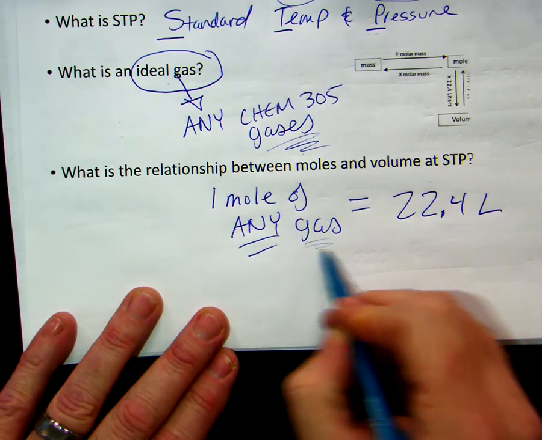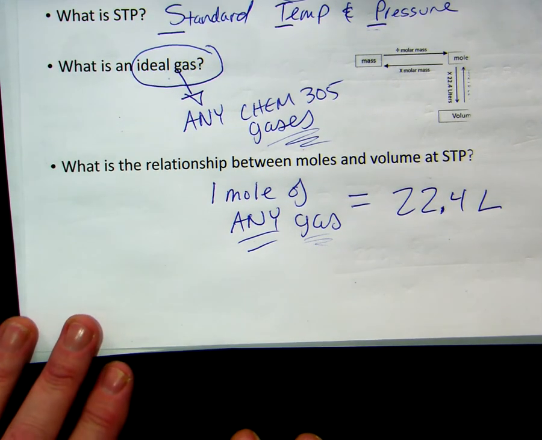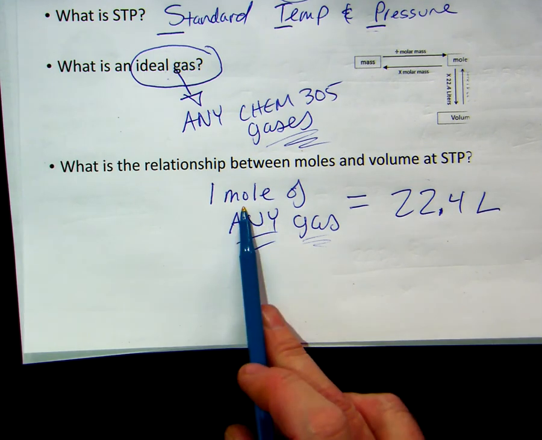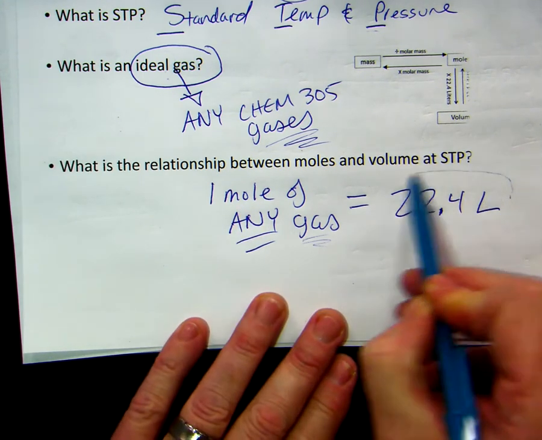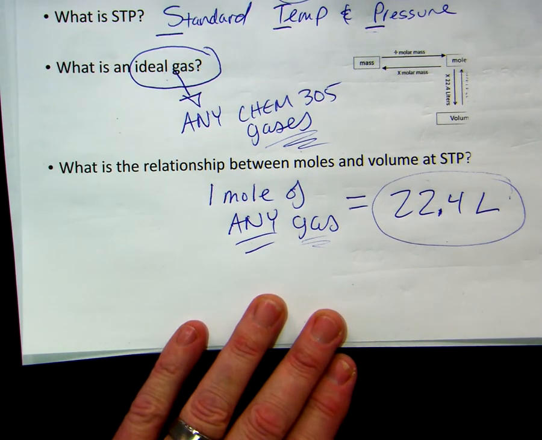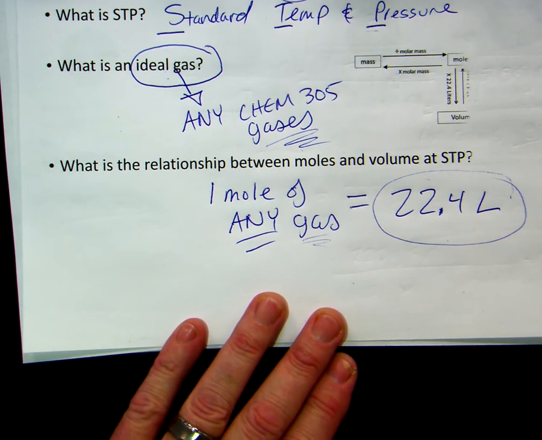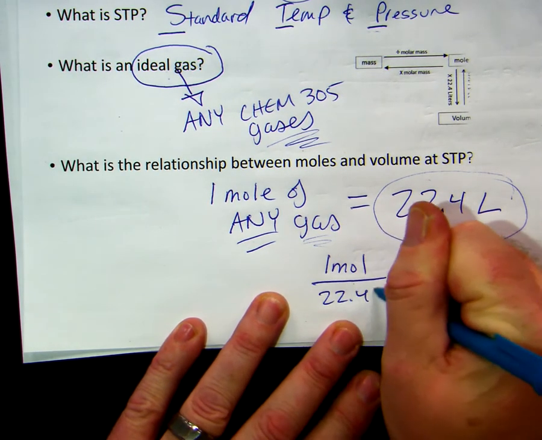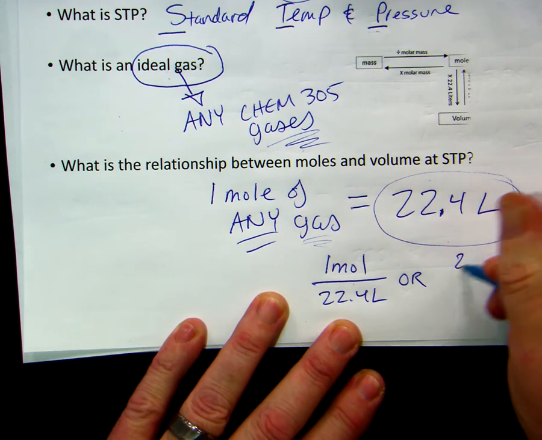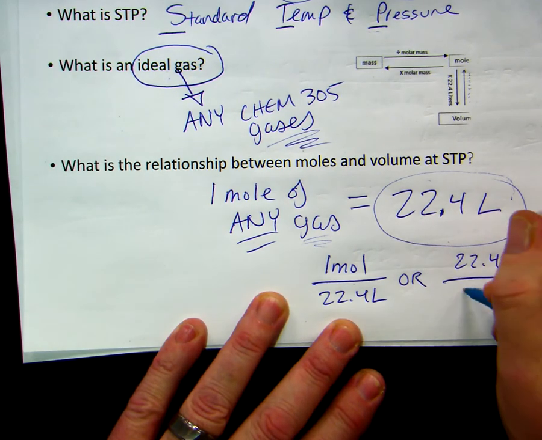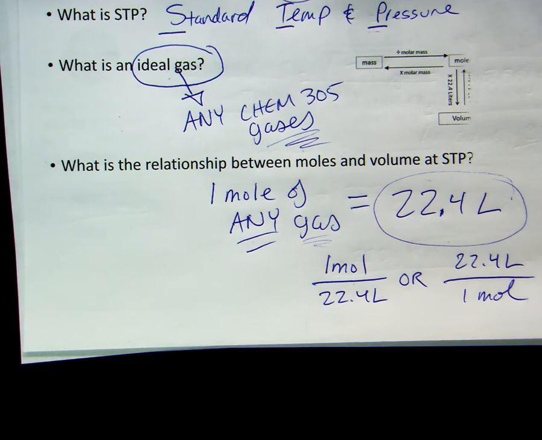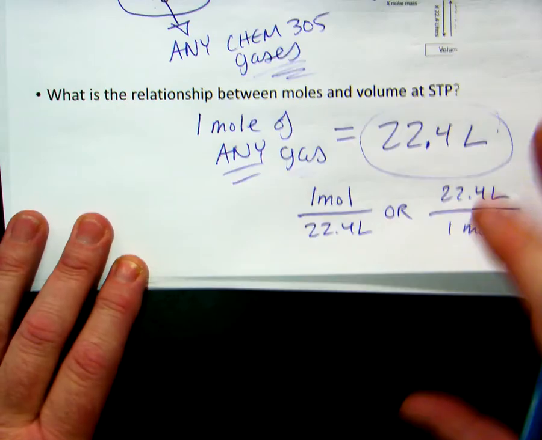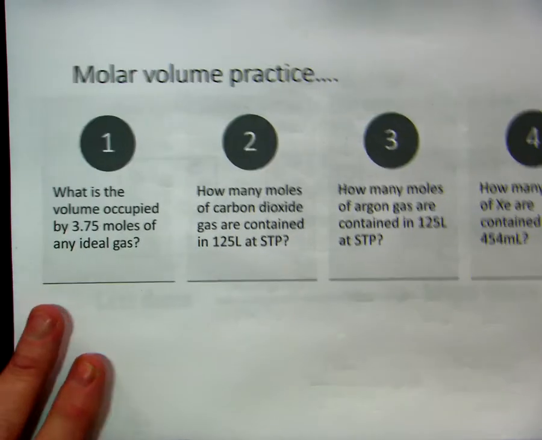Now, I should underline gas too, because this doesn't have anything to do with liquids, just gases. But a mole of particles of any gas at STP will occupy 22.4 liters, regardless of the identity of the gas. So our conversion factors for molar volume are 1 mole is 22.4 liters, or 22.4 liters per 1 mole. So those are the factors we're going to use for our gas law calculations. So you can imagine what's on the horizon.